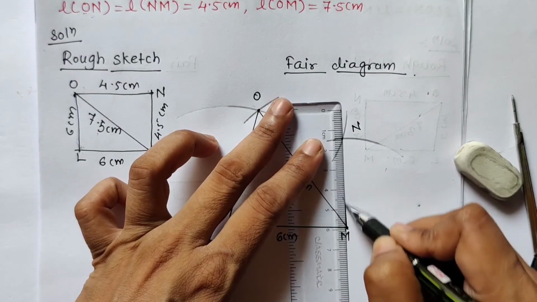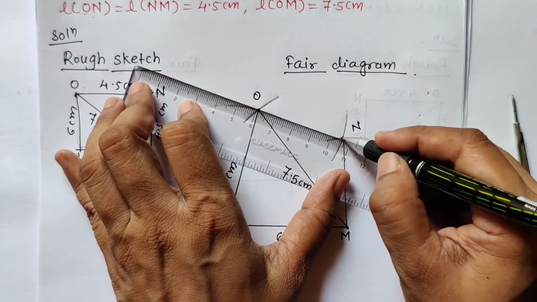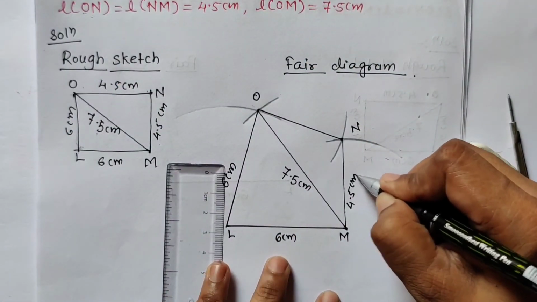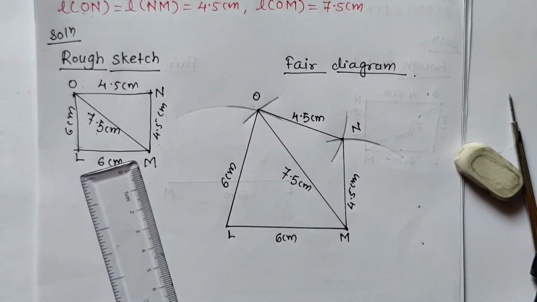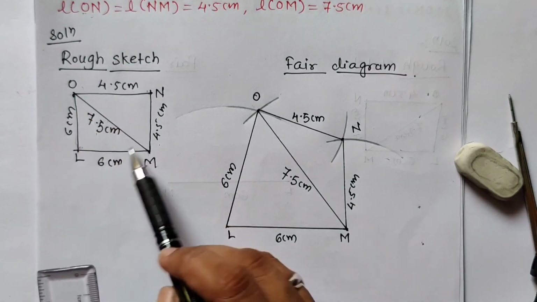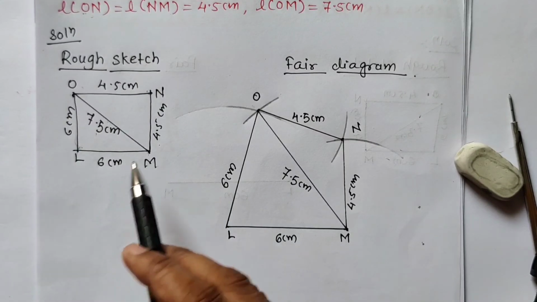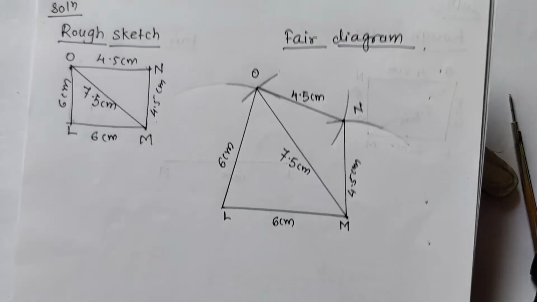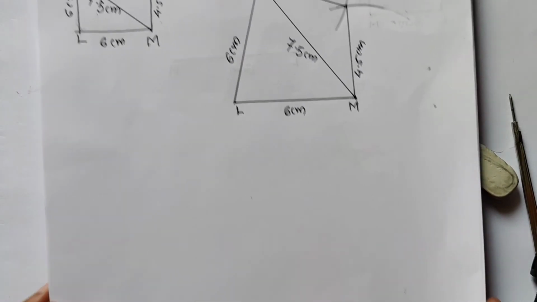So this is 4.5 and this is also 4.5 centimeter. So all four sides and one diagonal is given. So when you can see such a type of rough sketch, we can draw this diagram by second method also. We can first draw the diagonal and afterwards we can draw the sides. So I am going to show you that second method of drawing the fair diagram also. This is the first method which I have shown you. Now see the second method.